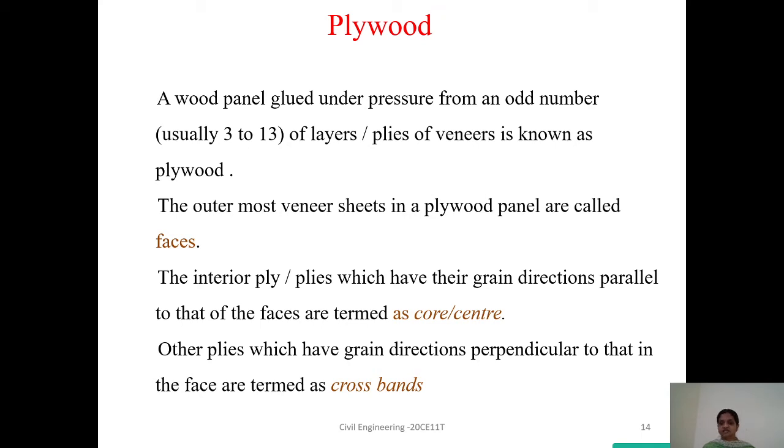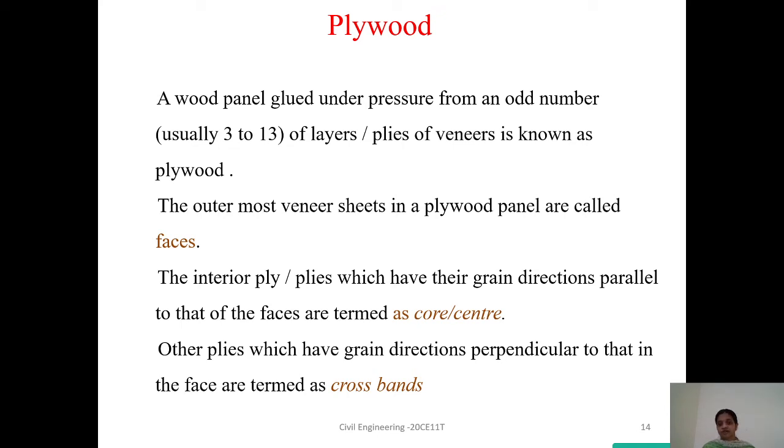The interior plies, which have their grain directions parallel to that of the face, are termed as core or center. Other plies which have directions perpendicular to that of the face are termed as cross bands. So, in a plywood, the upper and bottom outermost sheets are known as faces. While placing the plies or layers, we keep one layer in a direction parallel to the face and the other layer perpendicular to the face.